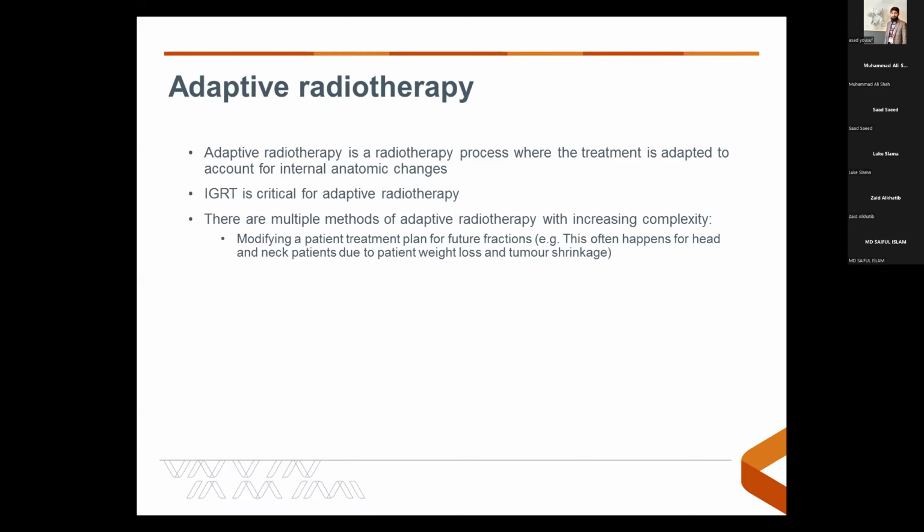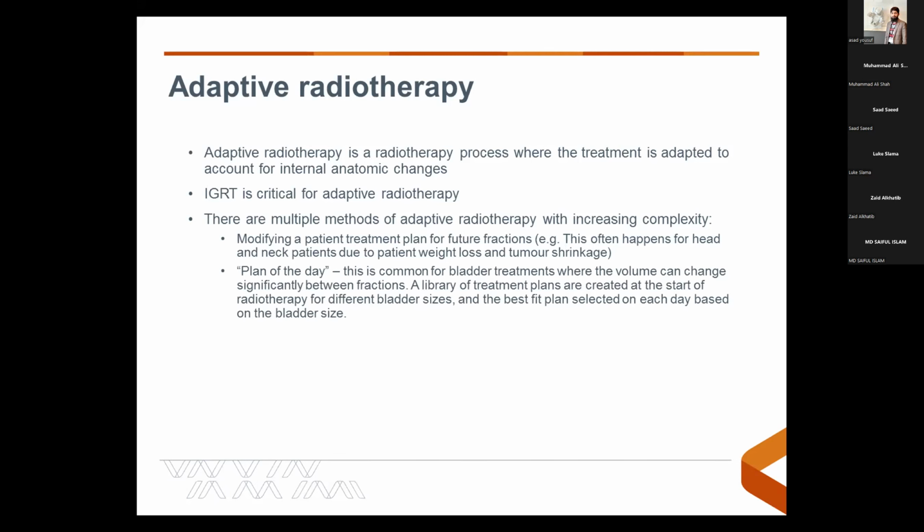The most simple method of adaptive radiotherapy is when the RTs notice that the patient has lost weight or the tumor has shrunk, or there's a difference in the CBCT compared to the planning CT when they do the image matching. Then all they do is send the patient back to CT, replan the treatment, and then send them back to the treatment unit, and then they deliver for future fractions. This can happen a lot for head and neck patients in our department anyway, where patients can have maybe one, maybe two replans during the course of their treatment. So it's the most basic form of adaptive radiotherapy.